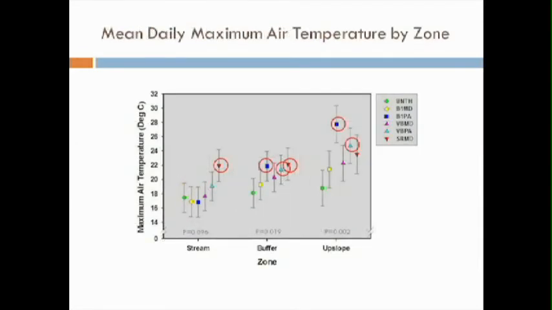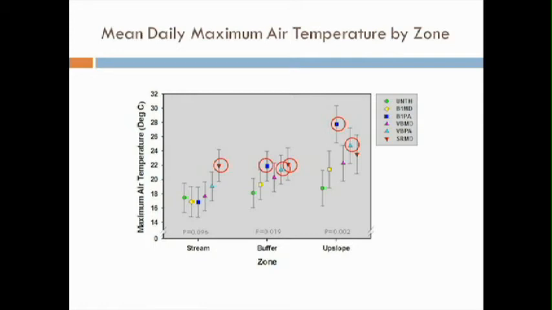So what did this mean in terms of maximum air temperature? This is maximum mean daily air temperature as measured in the summer. At the stream level, we're not really seeing much differentiation among the treatments, but the stream side retention buffer is significantly elevated relative to the other treatments.